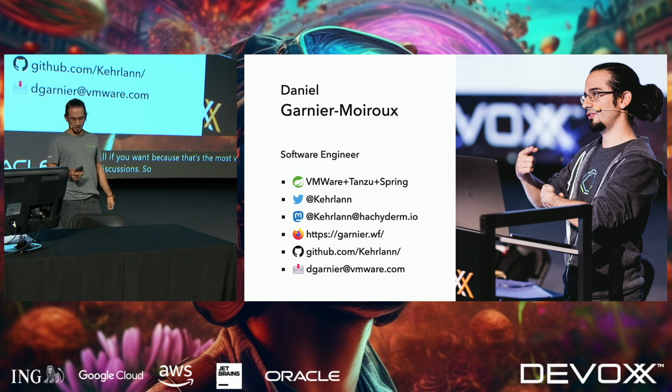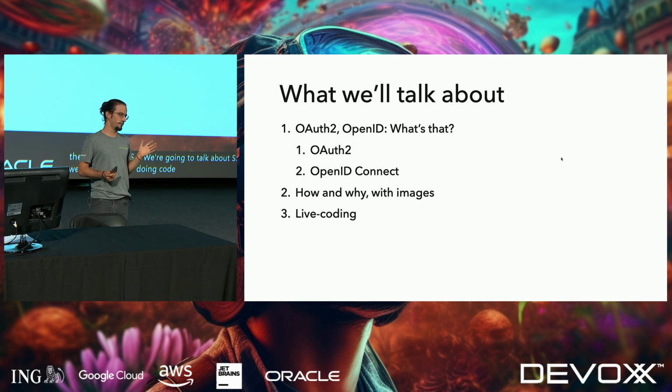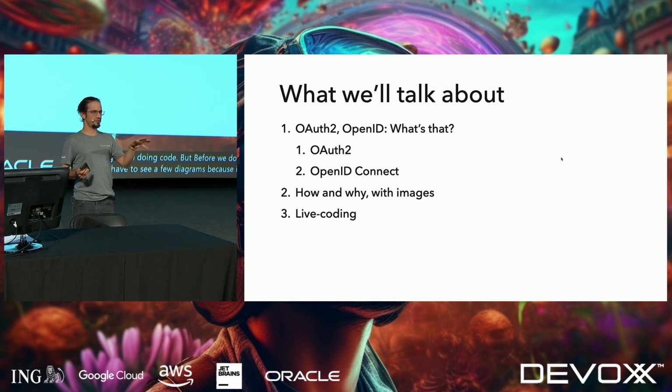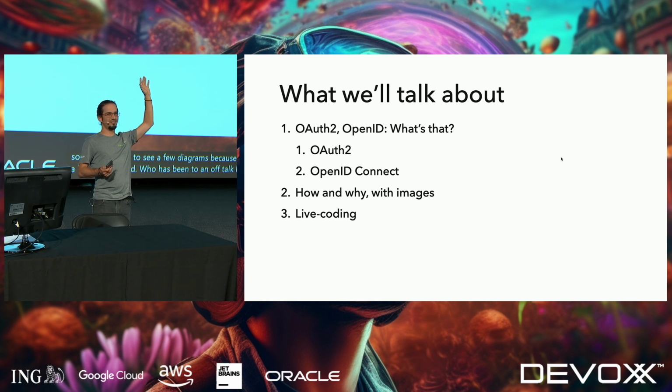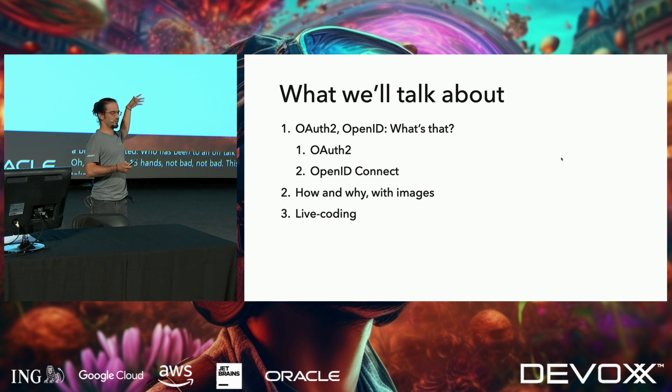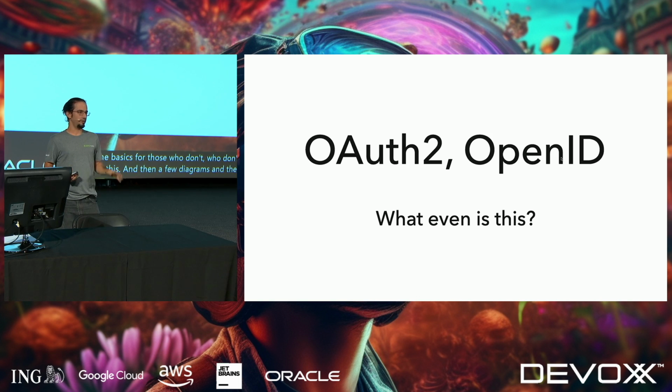So we're going to talk about SSO today, and we're going to be doing code. But before we do code, I'm sorry, we'll have to see a few diagrams, because this thing is a bit complicated. Who has been to an OAuth talk here so far? Oh, maybe like 15 hands. Not bad. This is a different take on it. So we'll go back to the basics for those who've never heard of this, and then a few diagrams, and then code. So OAuth OpenID.